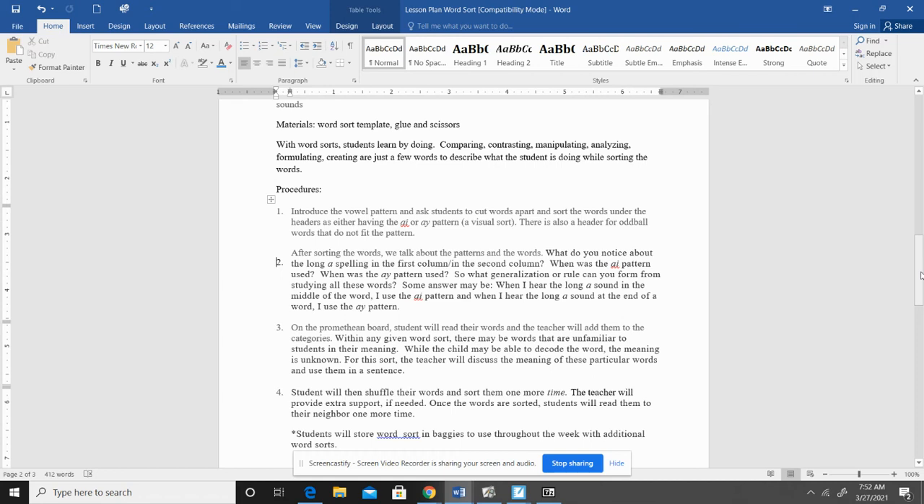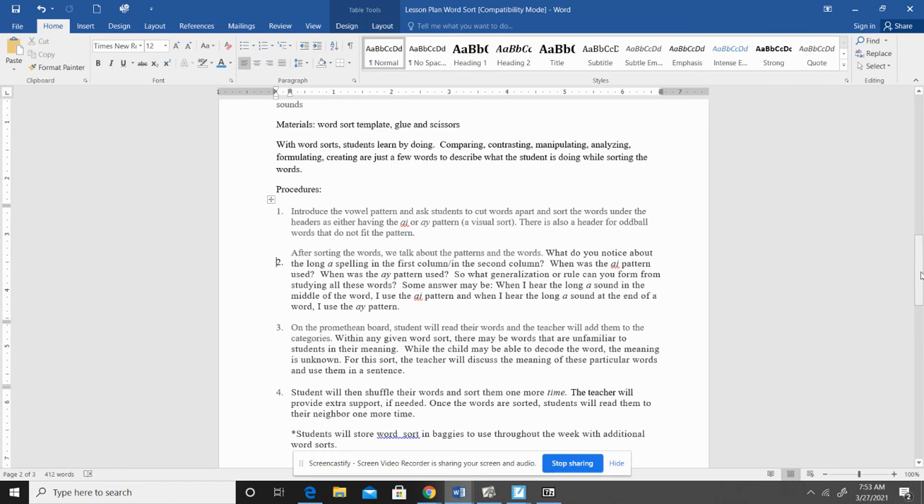Again, this is when a lot of different questions will come up. We'll brainstorm as well and see if we can add some new words to our patterns. This is a great time when kids will give me long A words that may have the A consonant magic E, and then we can talk about the spelling and how it's a little different.